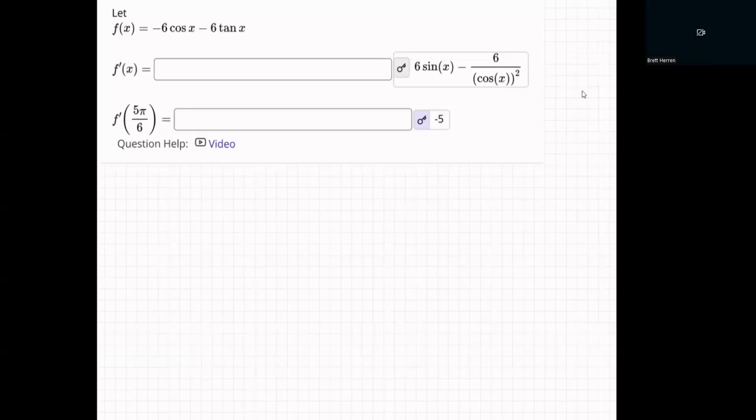On this question, they're giving us a function, -6 cosine x minus 6 tangent x, and they're asking us for the derivative of it, and then to plug 5 pi over 6 into that derivative. Okay, so how does this work? Well, let's bring down the function, -6 cosine x minus 6 tangent x, and let's begin with the derivative.